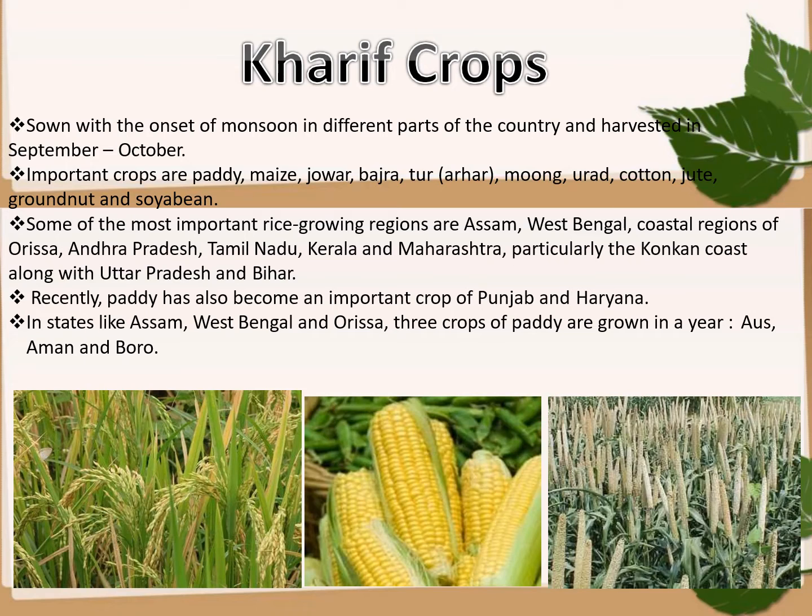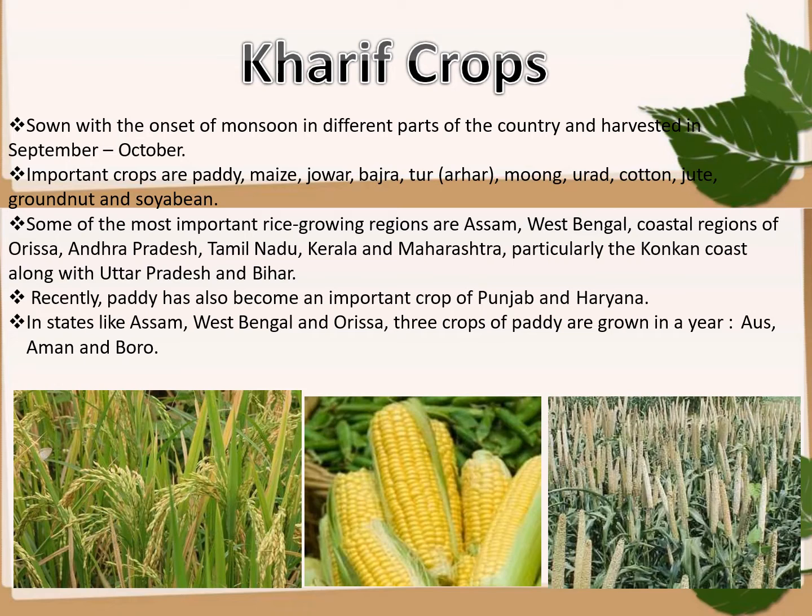Okay. So some of the most important rice growing regions are Assam, West Bengal, coastal regions of Odisha, Andhra Pradesh, Tamil Nadu, Kerala and Maharashtra, particularly the Konkan coast along with Uttar Pradesh and Bihar. Okay, mind you, on our videos, the spellings of the states are the old ones. You will use the new spellings. So it will not be Orissa, it will be Odisha.